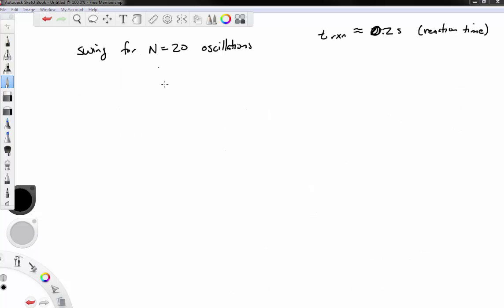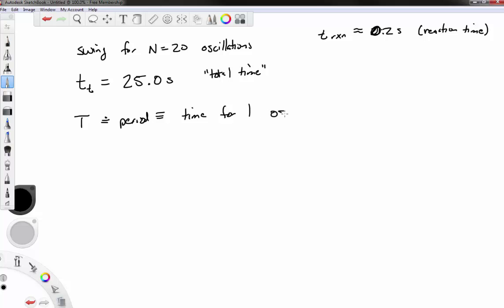So with 20 whole oscillations, perhaps you get a total time, we'll call it T sub t for total time, of, I don't know, maybe you time it and you get 25.0 seconds. That's the total time to complete these 20 oscillations. So what you're wanting to get is the period T, which again is the time for one oscillation. So how do you do that given this set of data?